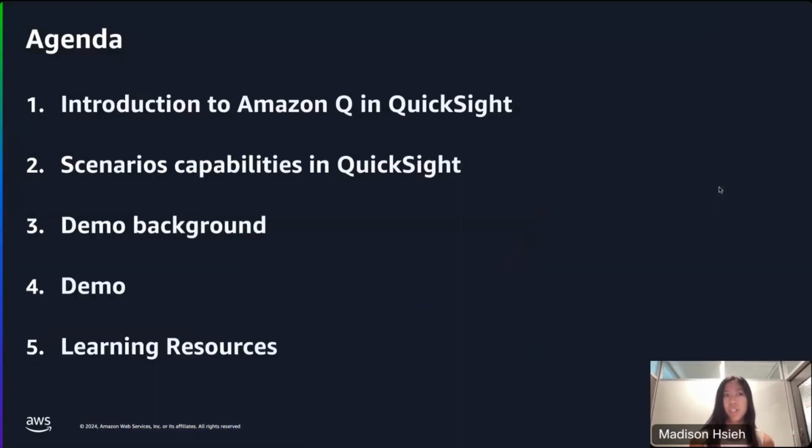Just a brief agenda today, I'll be talking about an introduction to Amazon Q and QuickSight. We'll do a very high-level view of the capability. Then I'm going to give some slides on the demo background of what this use case is and how it can apply to different industries. I'll do the demo, and that'll be about 30 minutes. And then I'll cover the learning resources at the very end. I'll moderate the questions in chat, but I'll answer them all at the end after the learning resources.